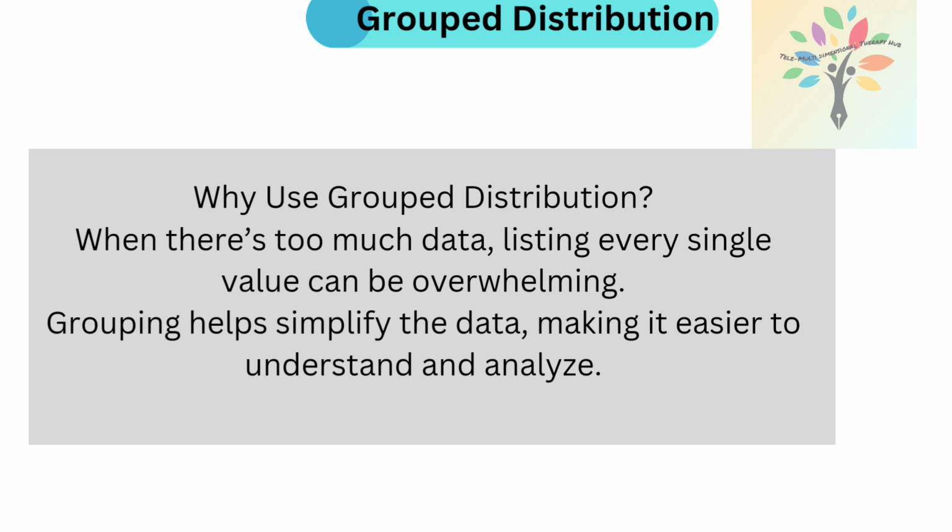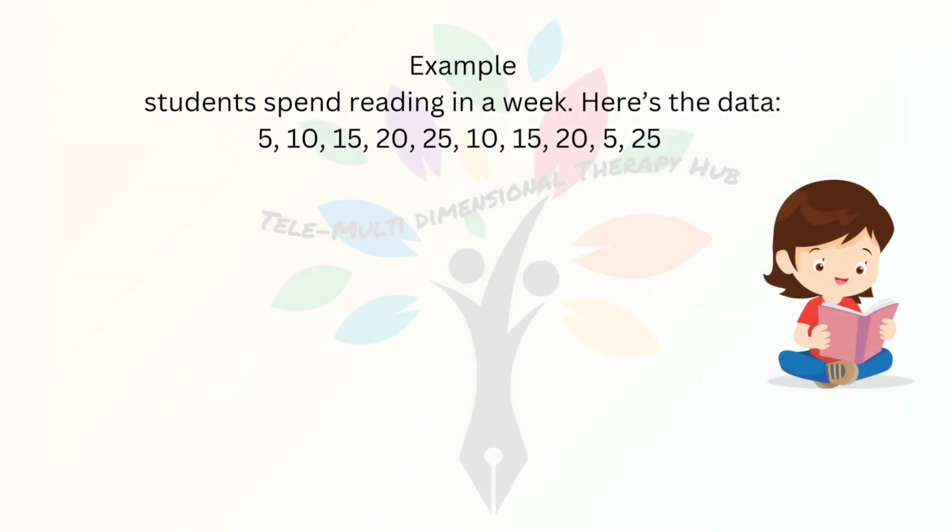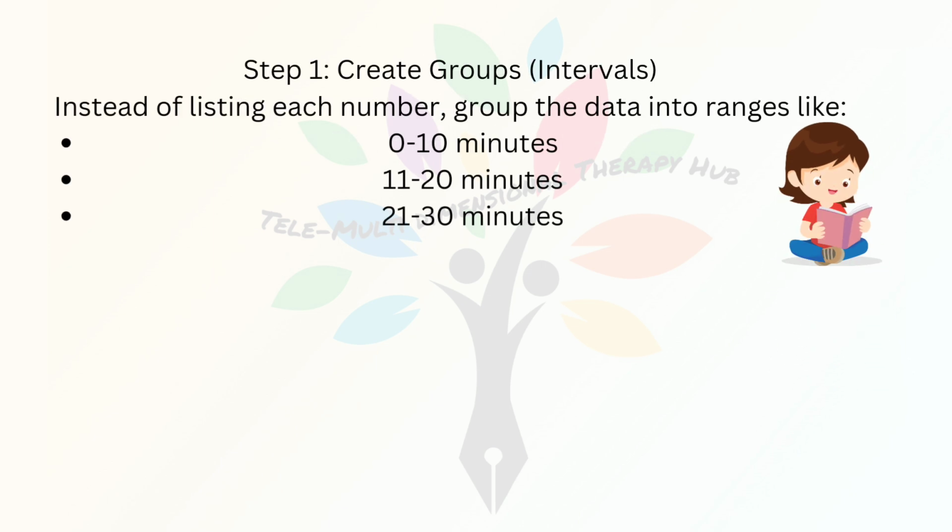The simple example is, imagine you are a special educator tracking how many minutes your students spend reading in a week. So here's the data, 5, 10, 15, 20 and so on. So the first step will be creating the groups. Alright, the intervals, the groups. Instead of listing each number, we will group the data into ranges like 0 to 10 minutes, 11 to 20 minutes, 21 to 30 minutes, and so on.